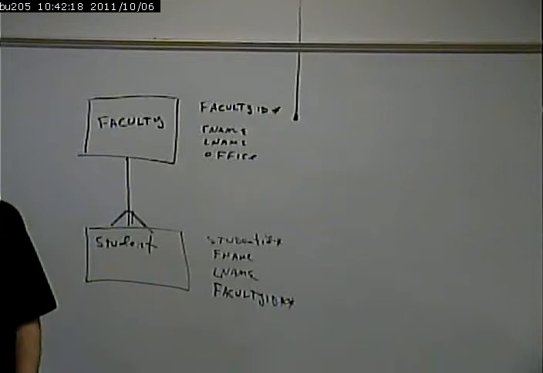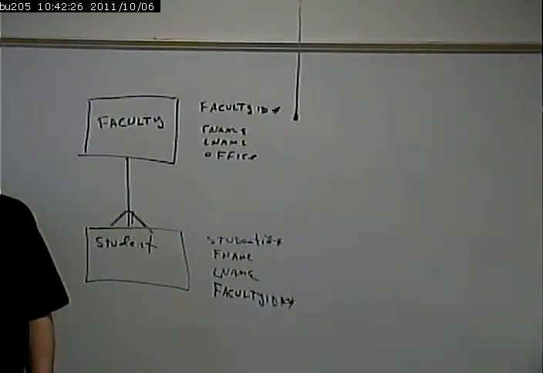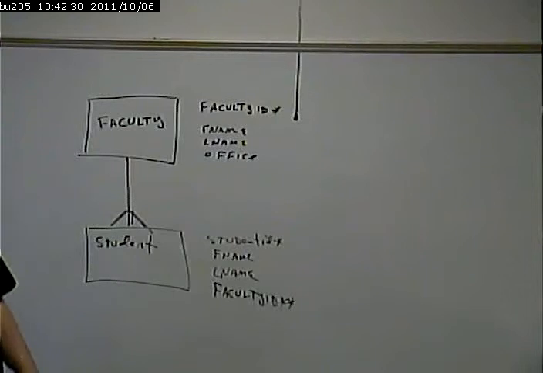When I make it a foreign key, it means I can't put in an invalid faculty ID in there. So if my faculty IDs are 1 through 50, let's say, I can't put in a faculty ID of 100 for a student, because that doesn't exist in the faculty table.